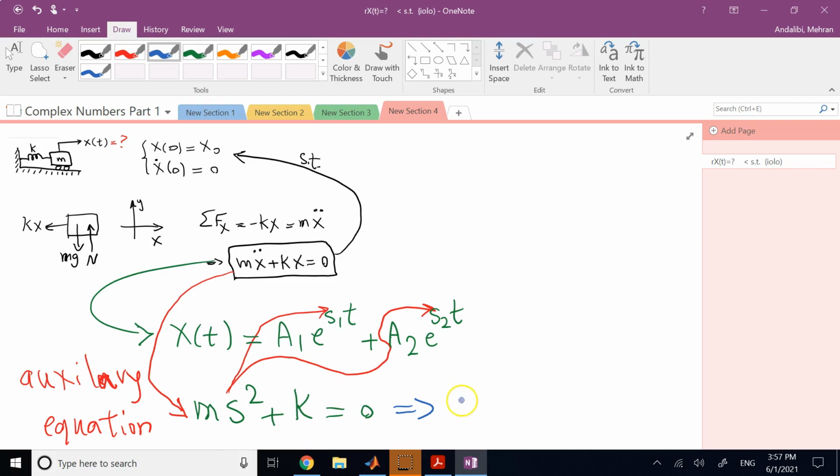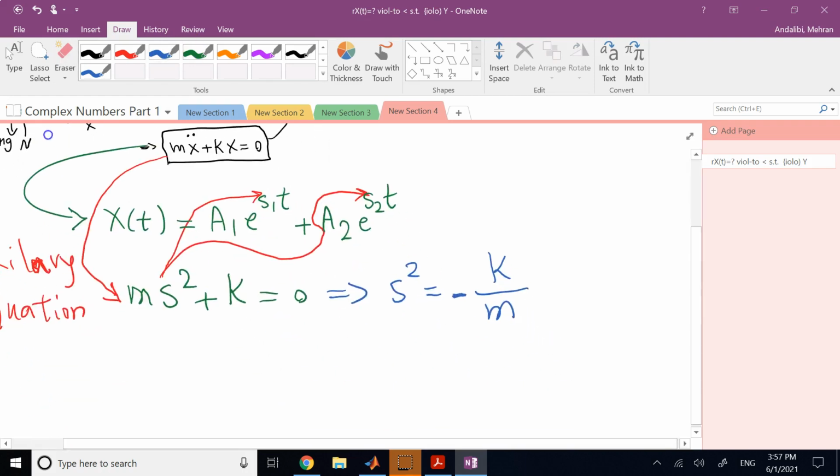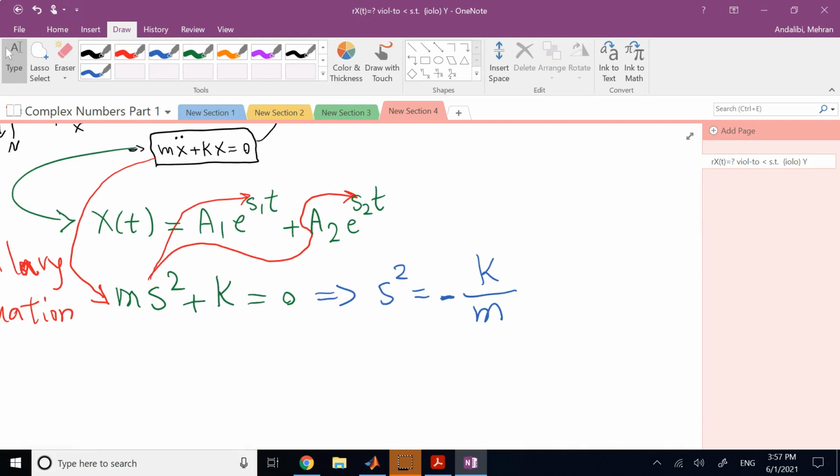So the question is, what's the solution here? m s squared plus k equals 0. So from here, clearly s squared is negative k over m. But you know k and m are positive entities here. So s squared is going to be negative, and there is no real solution for this unless we say this is equal to negative 1. Negative 1, I write it as i squared. And this I write as square root of k over m, the whole thing squared. I can write it that way, right?